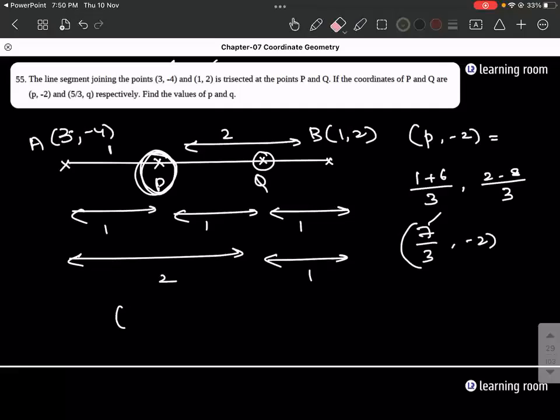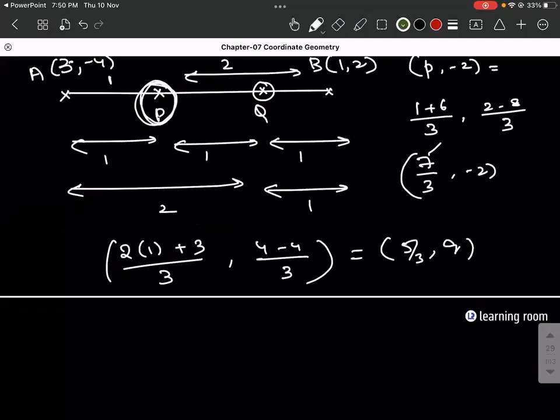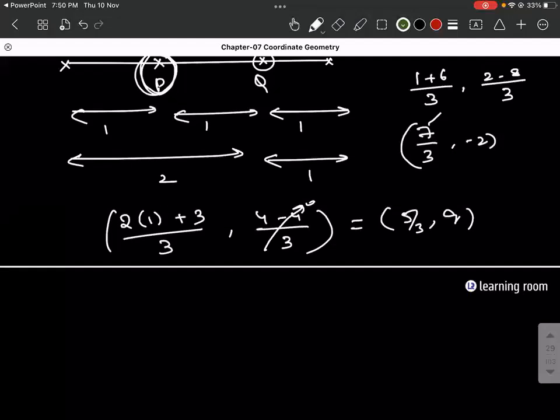So 2 into 1 plus 1 into 3 divided by 3 comma 2 into 2 minus 4 divided by 3. This should be equal to 5 by 3 comma q. So q is 0. Correct. So I hope everybody got it, no? Is there anyone who's not yet? No, sir.